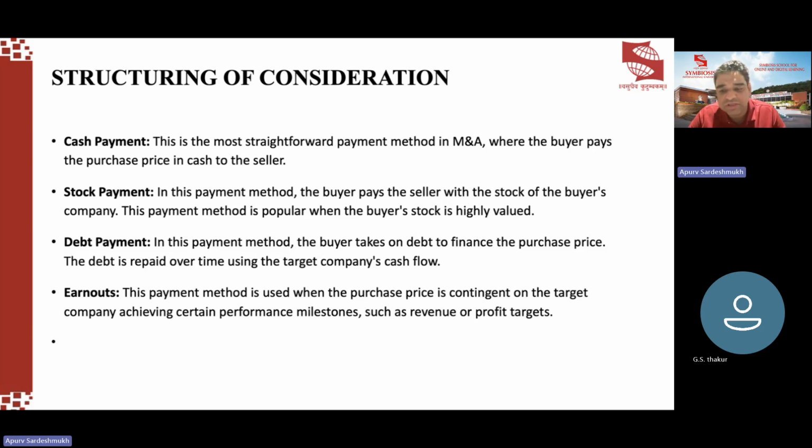There are two advantages to this. One is you ensure that the company keeps doing well and people who are connected with the company stay in the company. And secondly, if the company doesn't do well, you end up saving money, you don't pay the entire amount. And earnout is a very popular methodology, particularly in acquisition of early stage startup companies where the founders and promoters are good in their business.